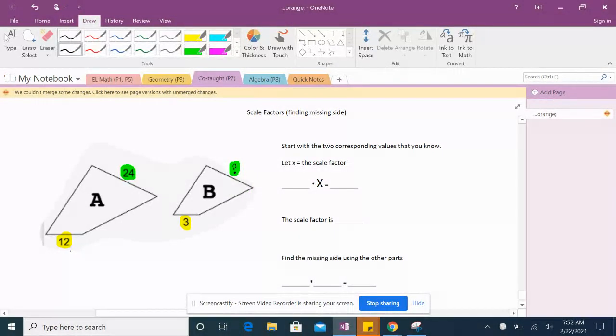So we start with these two values because we know those two parts. Empezamos con esos dos valores porque sabemos esos dos valores correspondientes. So we have 12 times our scale factor equals 3. 12 por el factor de escala es igual a 3. Now we backtrack. So ahora backtrack. X times 12 equals 3. So I divide by 3. And x equals 3 divided by 12.